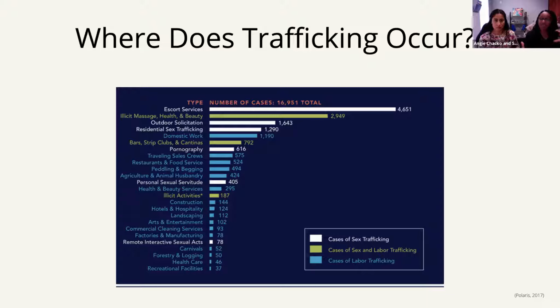Cases of sex and labor trafficking combined, the highest form of that is seen in illicit massages, health and beauty, like spas, that's what we spoke of. And then you can see the different breakdown as far as cases that are specifically just labor trafficking, including domestic work, restaurant services. So the list goes on, and you can just see what the highest is, how they work together, and then ones that are separated out. And just how many different areas it can be in. It can really be anywhere. It's not just one specific place. Right.